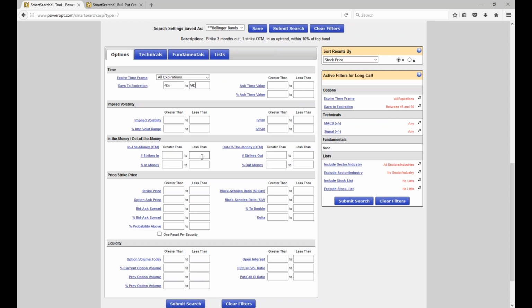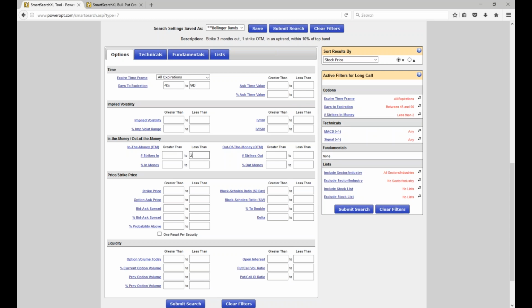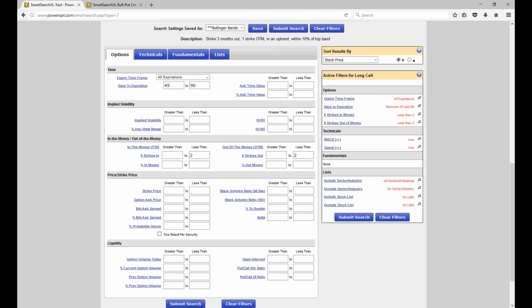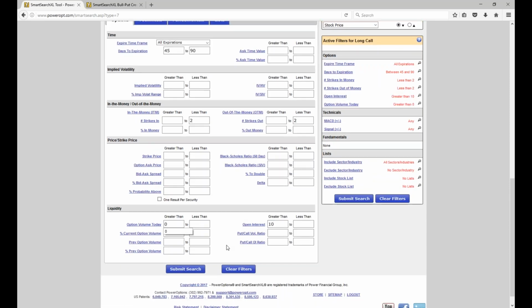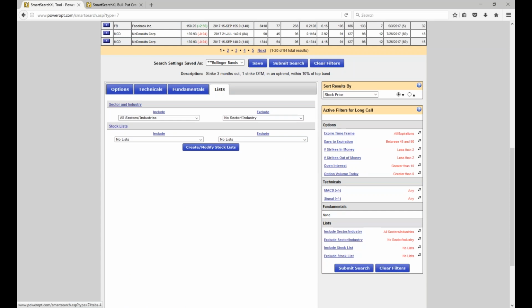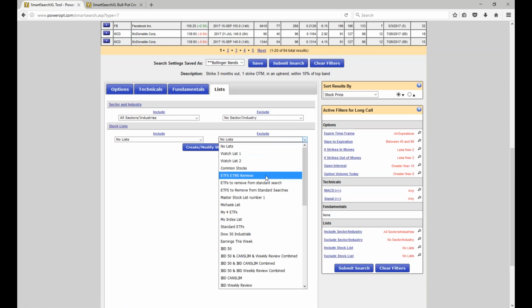I'm going to limit it to be no more than 2 strikes in the money and no more than 2 strikes out of the money in this case, okay? And open interest, I want to see some activity. Option volume today is 0. I'm going to do the same thing I did before. I'm going to do something a little bit different.